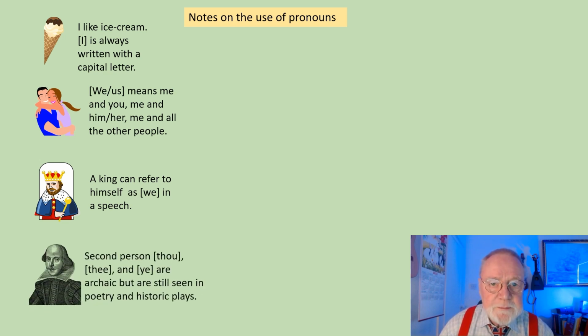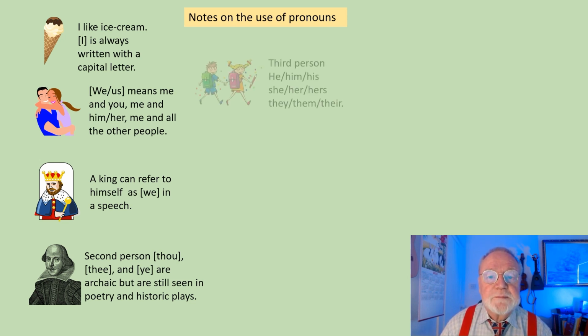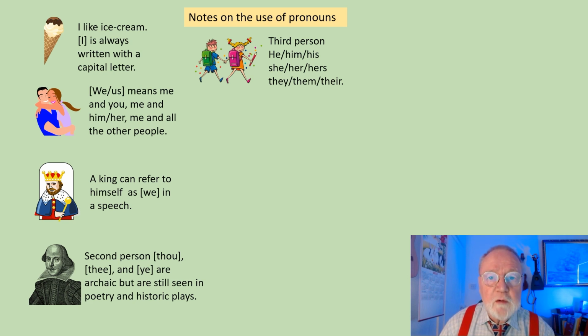The second person, thou, thee and ye, are not really used in English anymore. It's a bit of a shame because we can't speak to someone in a familiar way, someone in our family, as you can in French, for example. But you will still see these pronouns used if you're reading poetry, or certainly if you're reading Shakespeare. The third person, we've already noted, can be he, him, his, she, her and hers, but we have to take account now of the modern they, them and their.